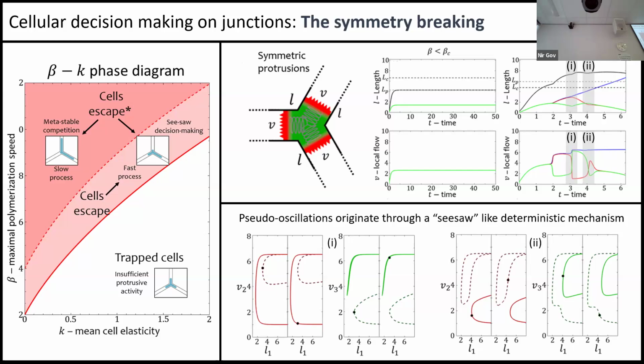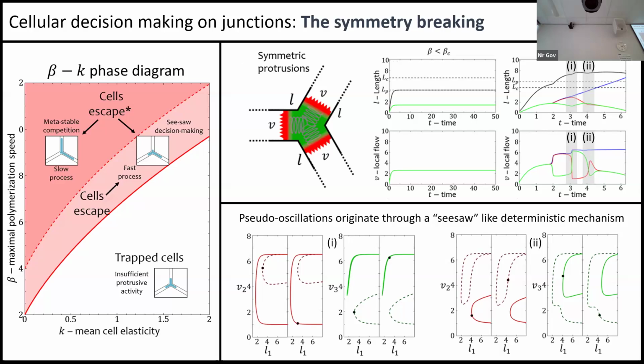Again, if the activity level of the cell, beta, is less than some critical value, your total length, which is the sum of the three arms, will be less than some critical value, and therefore you'll just stay there with three arms equally, not moving anywhere. If the activity is larger than the critical value, your length grows above some critical length, which we can calculate analytically, and then you see that there is now a bifurcation.